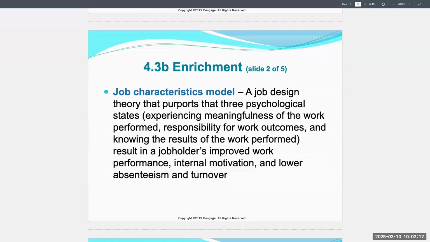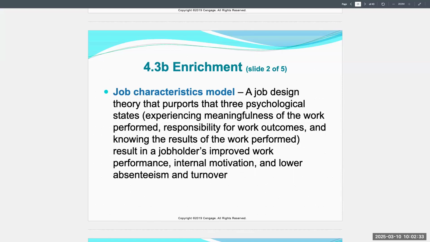Job enrichment is about making work more meaningful by adding autonomy, responsibility, and variety. The job characteristics model identifies 5 core job dimensions: skill variety, task identity, task significance, autonomy, and feedback. You want to have these characteristics to enrich the job.